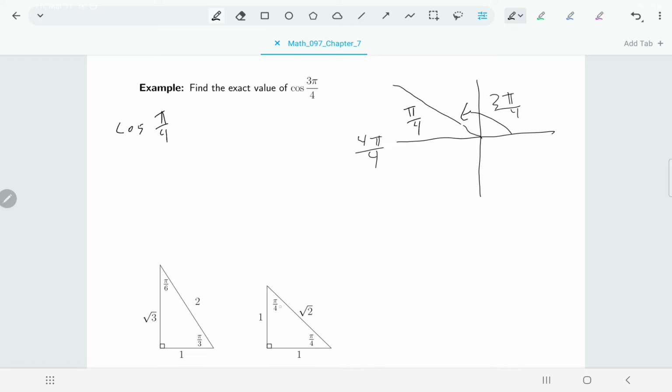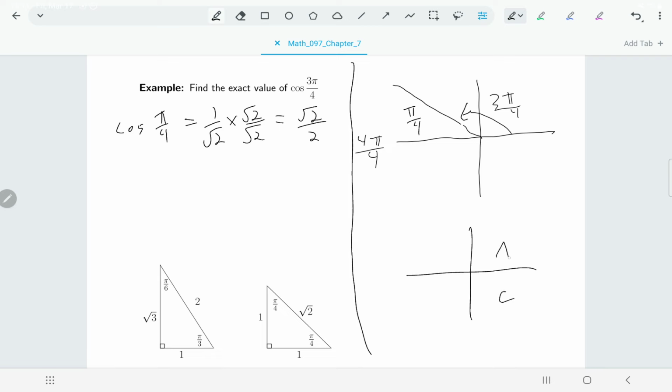And using my special triangle, cosine is adjacent over hypotenuse, 1 divided by root of 2, which of course we're going to need to rationalize that denominator. So root 2 over 2, there we go, that's cosine of pi over 4. And now we need to think about our quadrants. We are in quadrant 2, and in quadrant 2, that's where sine happens to be positive. So we know that cosine of 3 pi over 4 happens to be then negative.